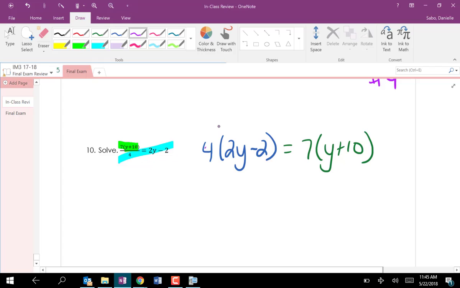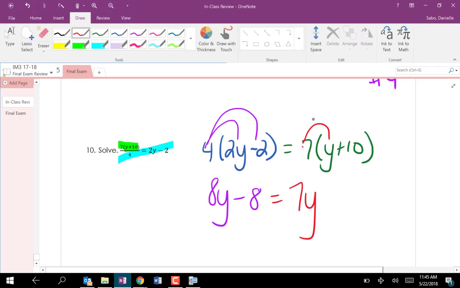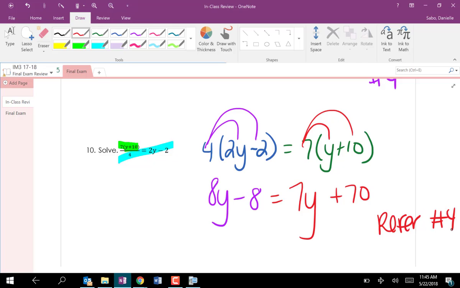4 times 2. Yep, 4 times 2y, which is 8y. Then 4 times negative 2, which is negative 8. Very good. Now in red, 7 times y is 7y. What's 7 times 10? 70. And now I'm going to put refer to number 4, because now we're back to the same process. I'm not going to waste your time because that was the only new step. Yep. Can you scroll back up to number 8?